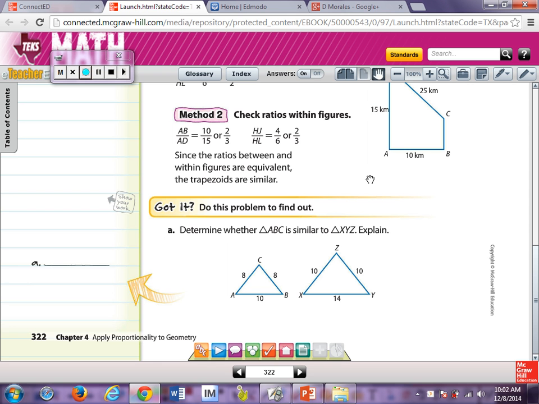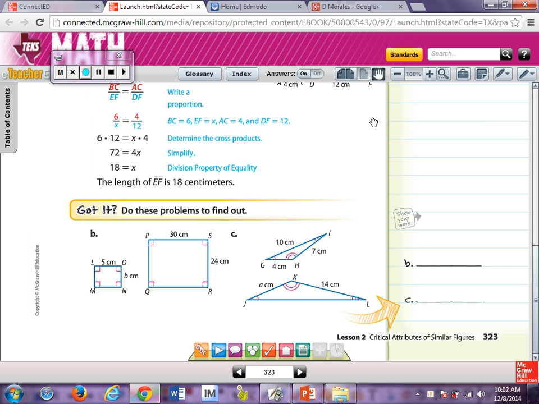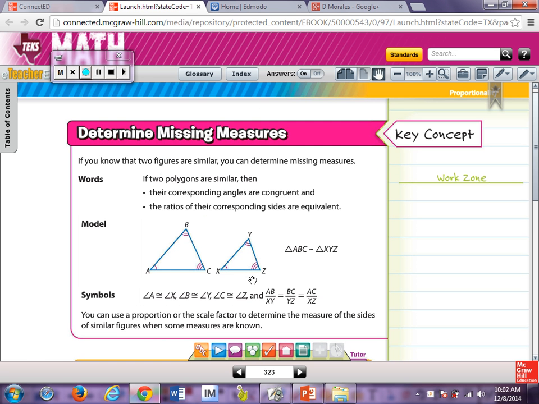Either way, you need to be able to prove it, and that's going to be part of your assignment when we check it. Moving on to page 323 now. On the top, we're going to use the fact that we know how to prove that two shapes are similar, and we're going to use that information to find missing sides.